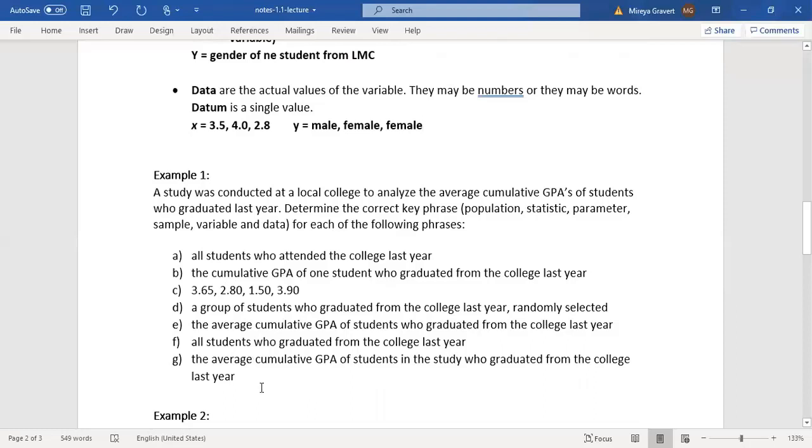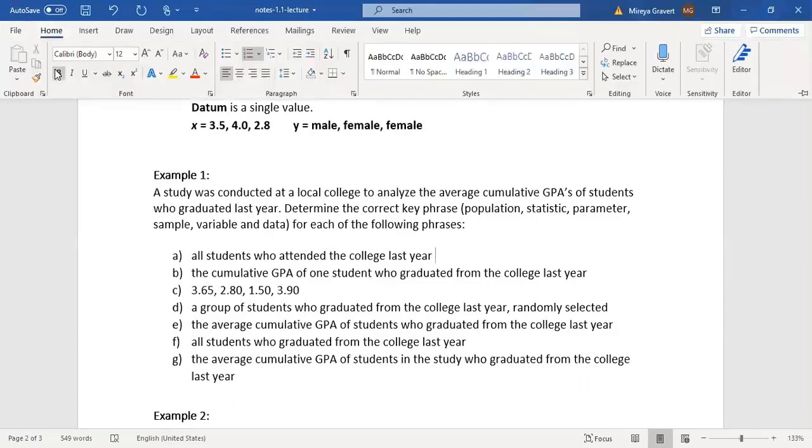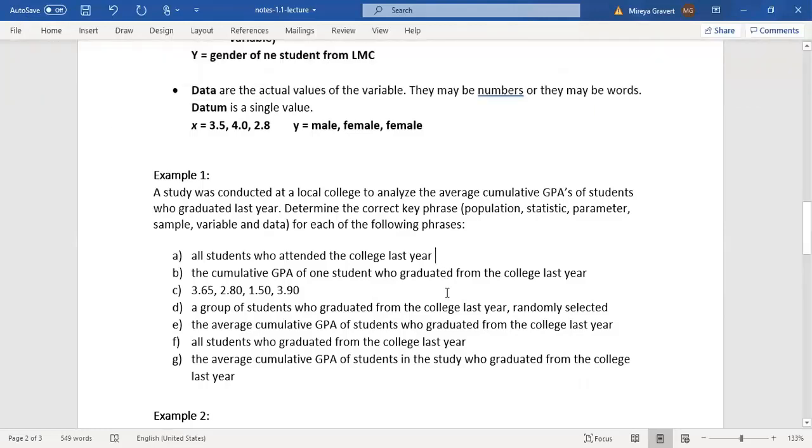You'll notice that we have more phrases than we have terms, so one of them will not have a term. That is correct. If you'd like to pause it and give it a try, and then we can come back and do it together. Okay, so hopefully you went ahead and paused it and have some answers here. So let's see what we have.